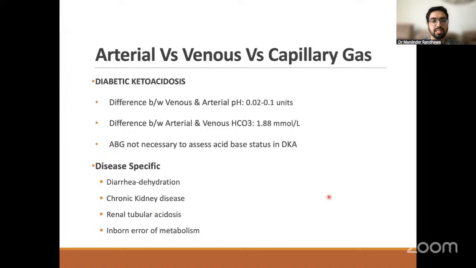So as we've discussed, in diabetic ketoacidosis and other places like diarrhea, dehydration, chronic kidney disease, renal tubular acidosis, IEMs, you can actually use venous blood gases, and you don't need to prick arteries every single time.